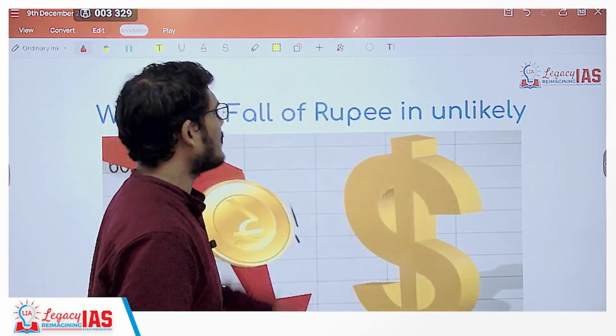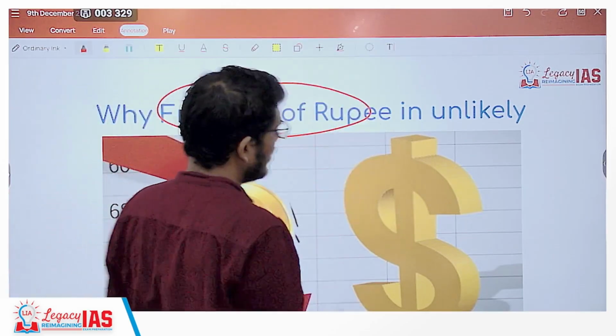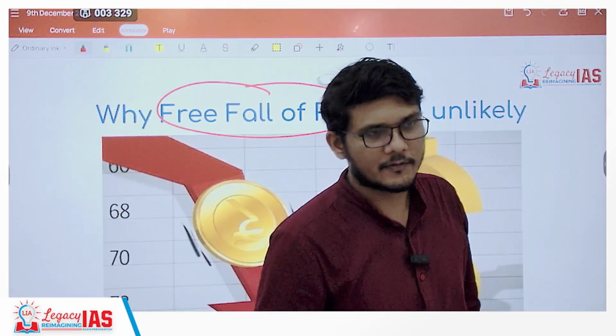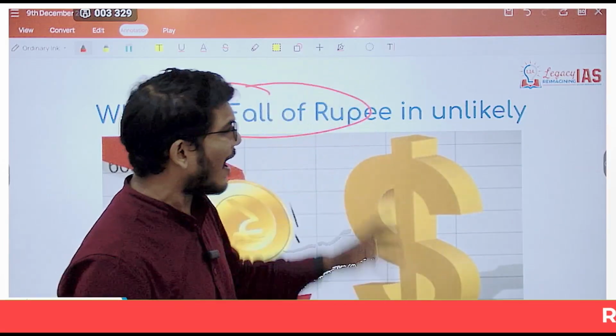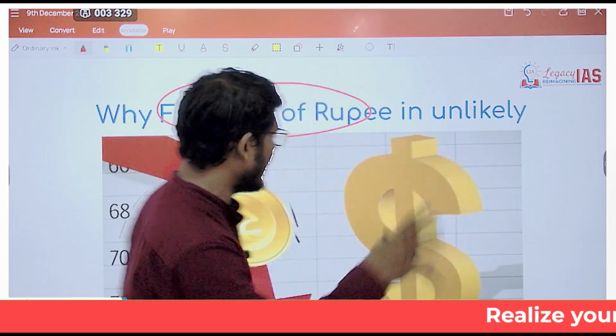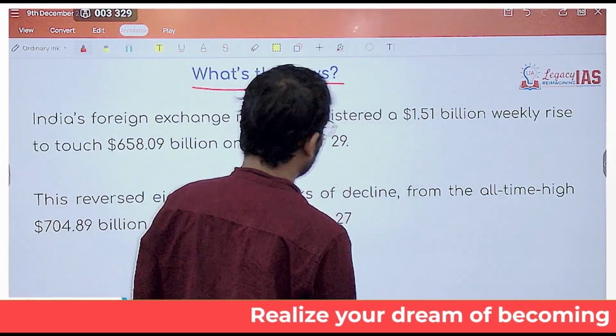In this session we are going to discuss the free fall of the rupee against the dollar. So we'll understand why this question is even in the news and why it is highly unlikely that anything like that is going to happen. So let's get started with respect to what the news is.